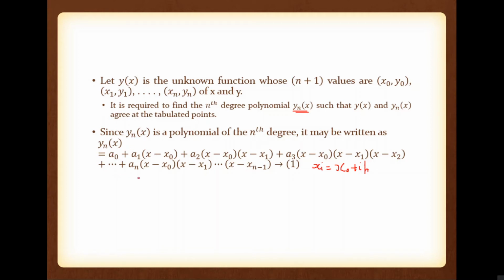So please note, the last one is an. That one is the coefficient of x minus x0 into x minus x1 into x minus x2 into etc. into x minus xn minus 2 into x minus xn minus 1. So this one is the nth degree term, and the coefficient is an. Is it clear, all of you?